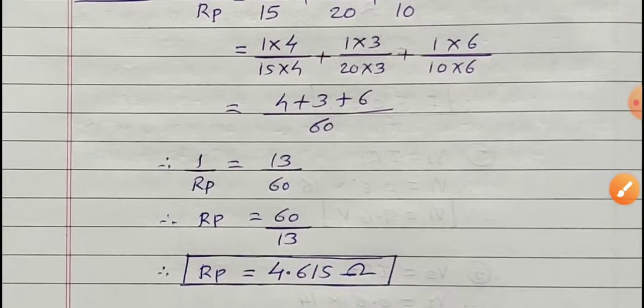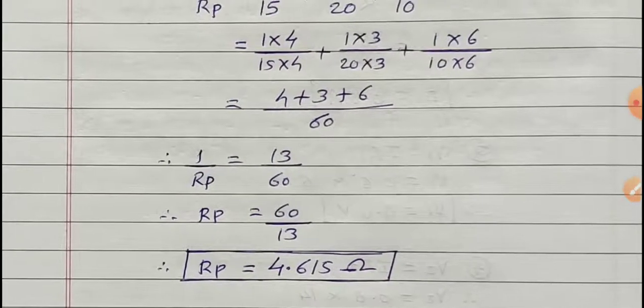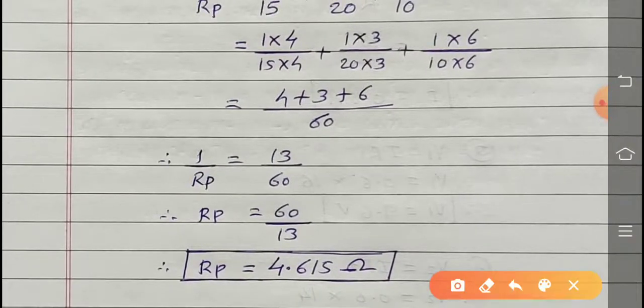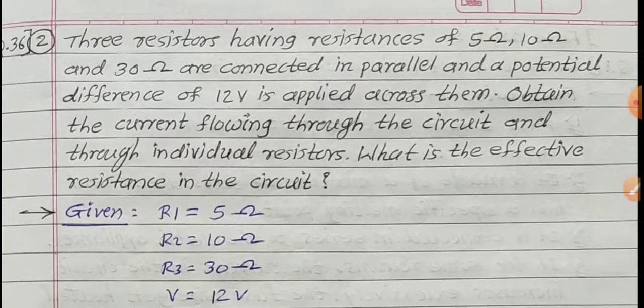Now check that. The left side is 1 upon Rp equal to 13 upon 60. Therefore, do the cross multiplication or invert the operation, so interchange the numerator and denominator. Rp is equal to 60 upon 13. So we are getting the answer in decimal form. The effective resistance, that is the total resistance in the parallel combination, is 4.615 ohm.